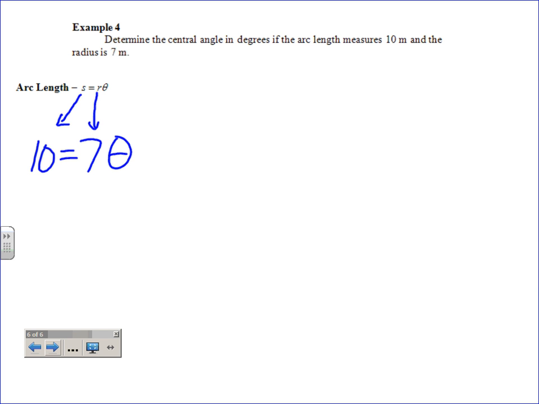The nice thing about the previous examples is the variable was already by itself. Here it's not, so we have to get it by itself, and we do that by dividing by 7. So theta is basically 10/7. Unfortunately, if you leave that as your answer, you are incorrect, because this problem asks for the central angle in degrees. This is in radians. So we have to take 10 over 7 and convert.